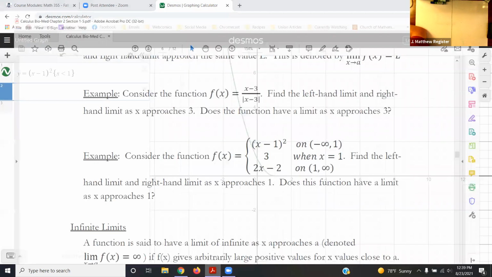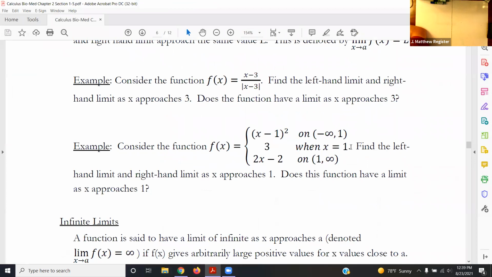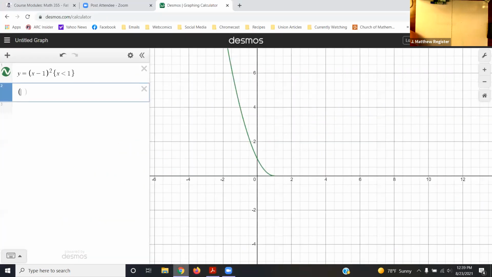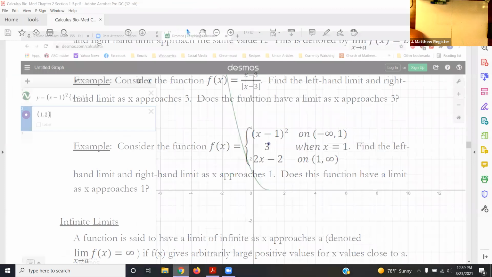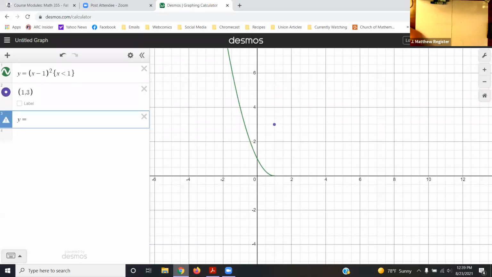And then we have the point 3 when x is equal to 1. And so in our good friend Desmos, we could just say 1 comma 3. And then our third line is 2x minus 2. 2x minus 2 on the interval from 1 to infinity.